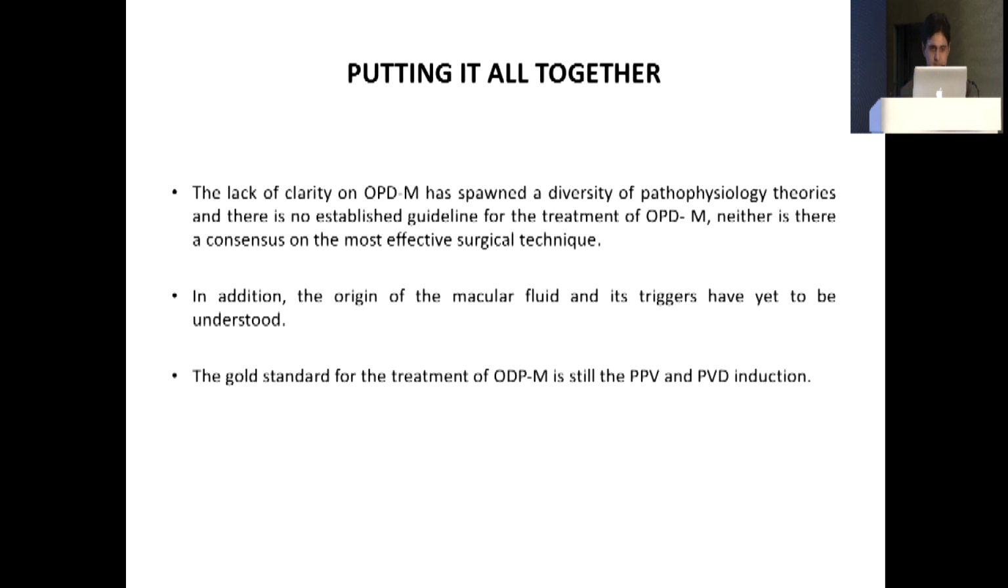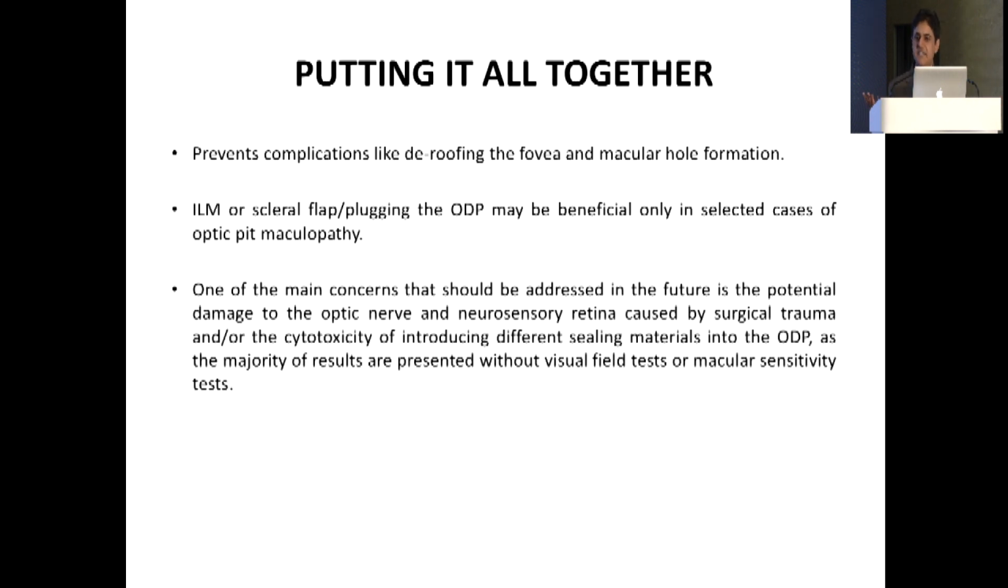So just putting it all together, since there is a lack of clarity about the diagnosis and about the pathophysiology, there are no established guidelines. In addition, the macular fluid, as I said, it's not known from where it is coming. So the gold standard still remains as a primary procedure, I think, PPV with PVD induction. So that will prevent complications like I just showed, resulting in a de-roofing of the fovea and macular hole formation. And plugging of the ILM is only beneficial in a selected number of cases. One of the main concerns that should be addressed with plugging is also the mechanical damage to the optic nerve and the neurosensory retina because of the surgical trauma we are inducing by stuffing things inside the pit.